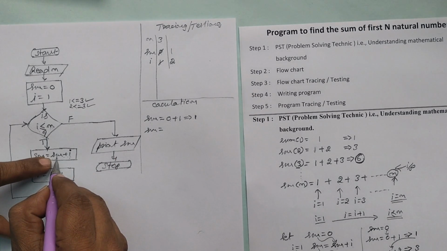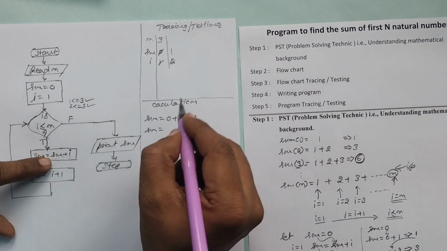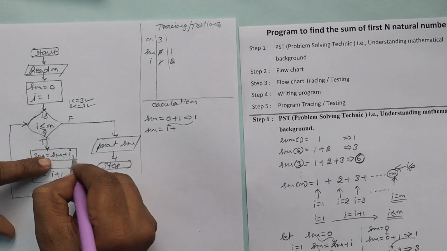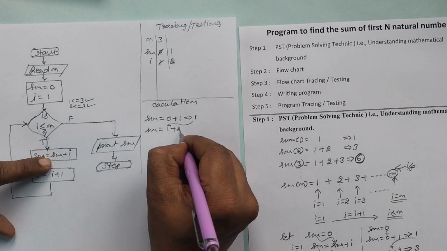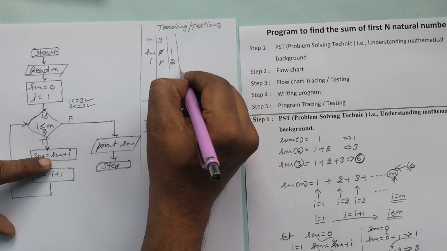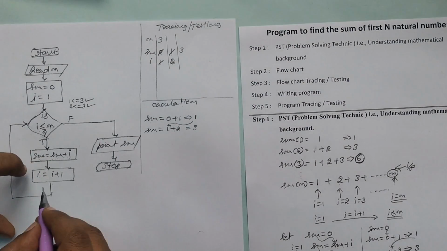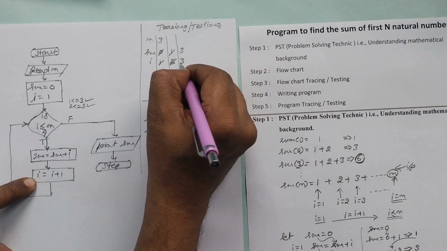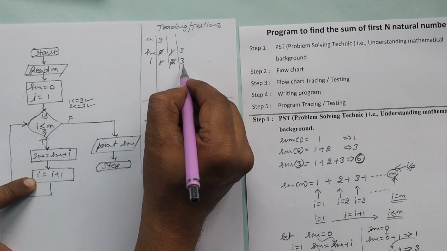Sum equals previous sum value, what is it? 1, plus I value is 2. 1 plus 2 is equal to what? 3. Sum value is going to become 3. There onwards I is equal to I plus 1, that is I value is incremented to next value, that is it is going to become 3.